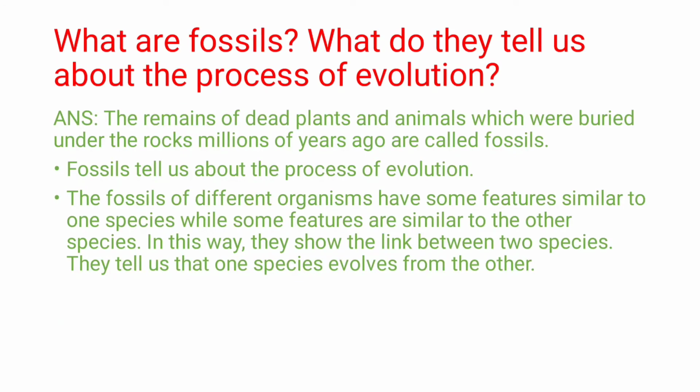Another important question that is commonly asked for 2 marks is: what are fossils and what do they tell us about the process of evolution? Fossils are the remains of dead plants and animals which were buried under the rocks millions of years ago. Fossils tell us about the process of evolution: the fossils of different organisms have some features similar to one species, while some features are similar to another species. In this way they show the link between the 2 species. They tell us that one species evolved from the other.